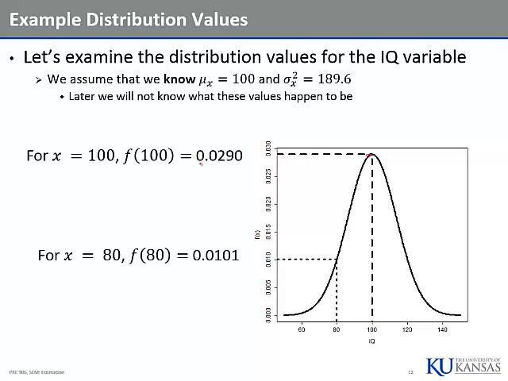Remember we said that those numbers by themselves don't really do a whole lot for us. They just tell us which one is relatively more likely to occur. And this is telling us that it's much more likely that we observed a value of 100 from our sample than a value of 80. Those aren't probabilities, though. They're just heights and likelihoods.